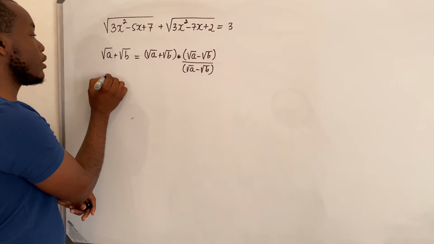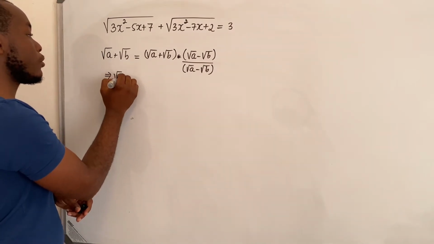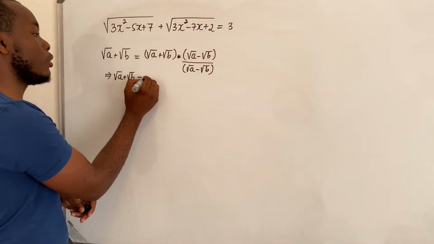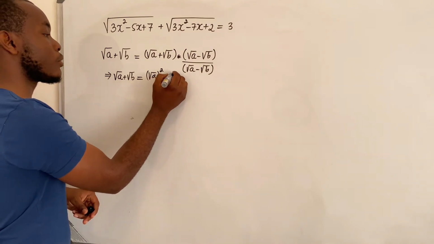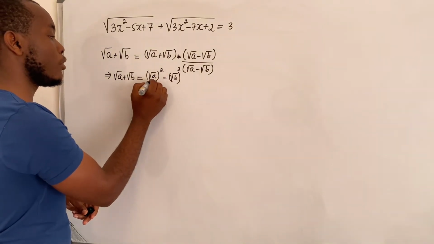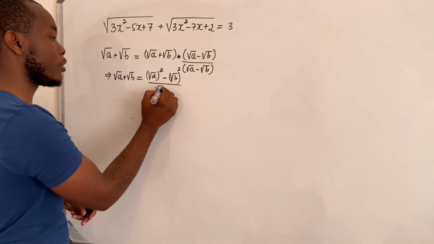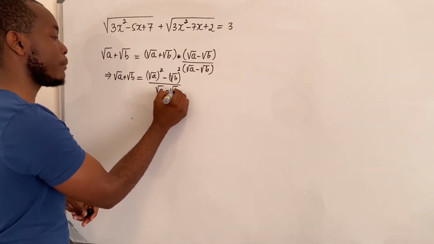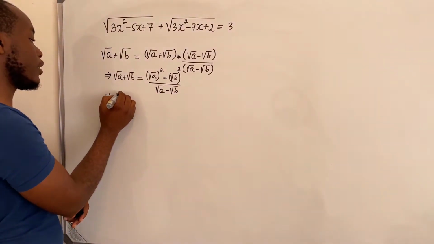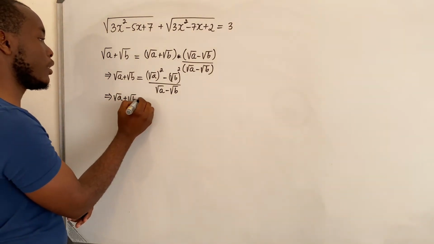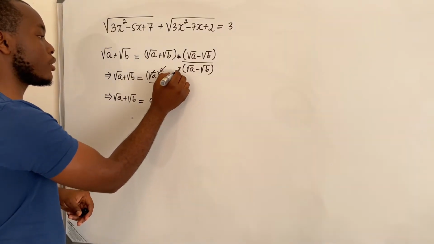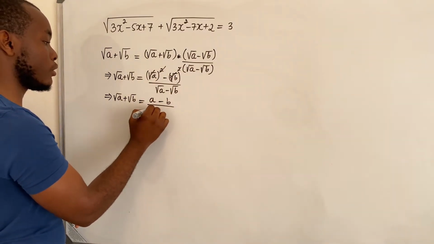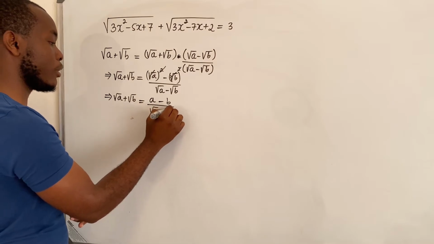So this implies that what we're going to get is that square root of a plus square root of b will be square root of a all squared minus square root of b all squared over square root of a minus square root of b. All right, this implies that we can simplify them, and we can also simplify these, leaving square root of a minus square root of b.